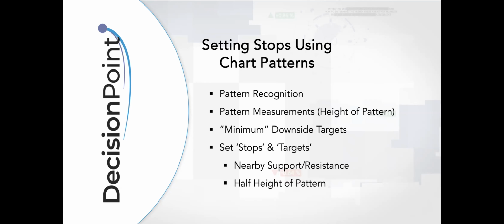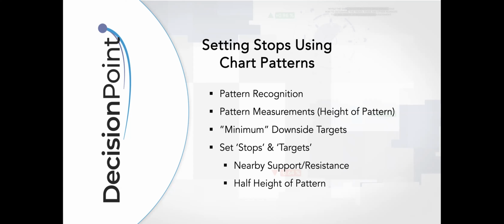And there you go, that's half the height of the pattern. So you can always set those stops on the downside to half the height of what your bullish pattern is. And I find that to be helpful. You could also use the stops depending on how high the patterns are.